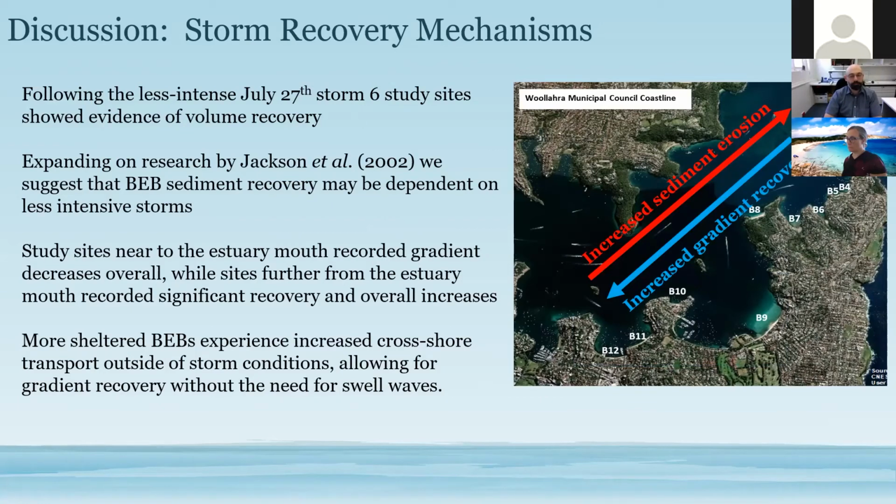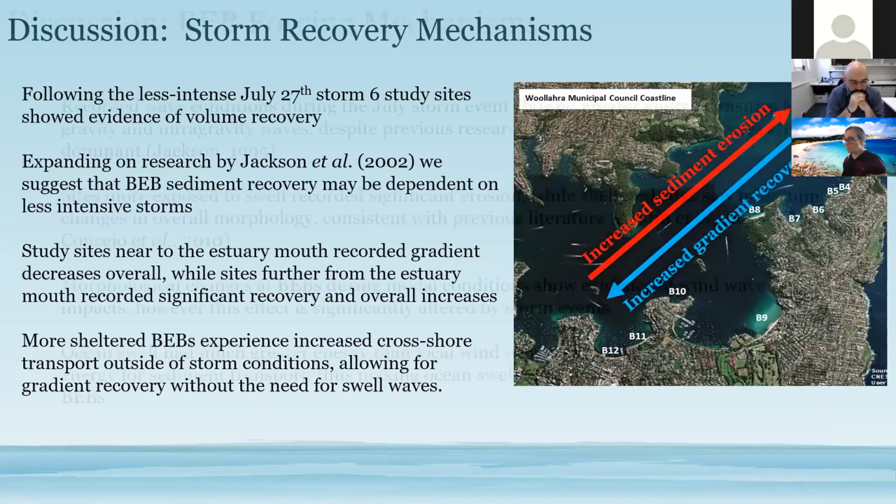Study sites closer to the estuary mouth showed some gradient recovery. However, none were able to mitigate previous reductions and all recorded a net gradient decrease, while the more sheltered inland beaches recorded significant gradient recovery in August and net gradient increases overall. From these results, we propose that more sheltered BEBs experience increased cross-shore transport outside of storm conditions, allowing for gradient recovery without the need for swell waves.